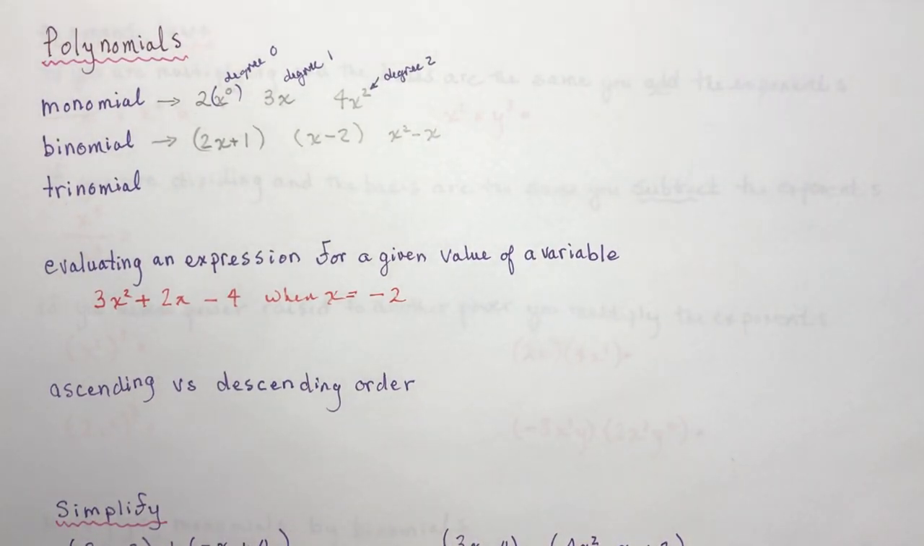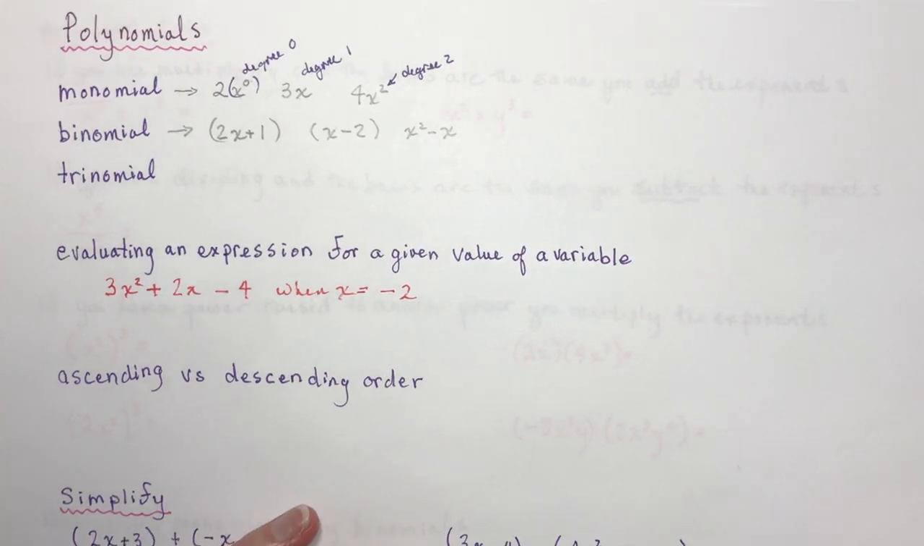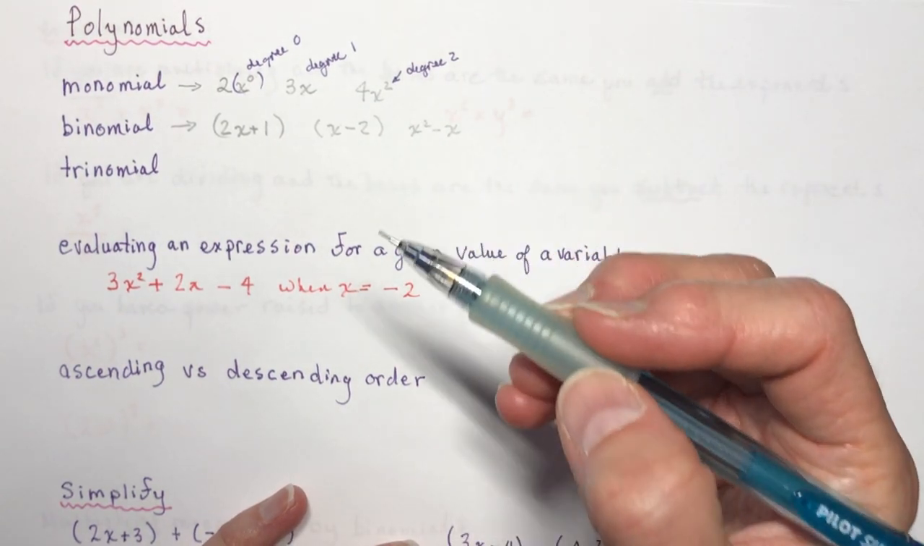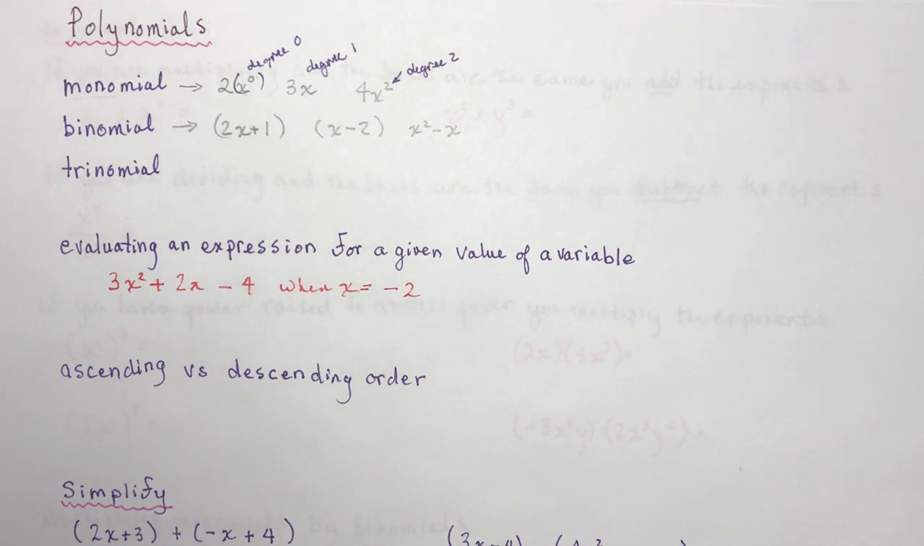So when you're looking for the degree, all you're looking for is what is the highest exponent of the term. Okay, so what is the highest exponent? Because this one has a 2, it has a degree of 2.